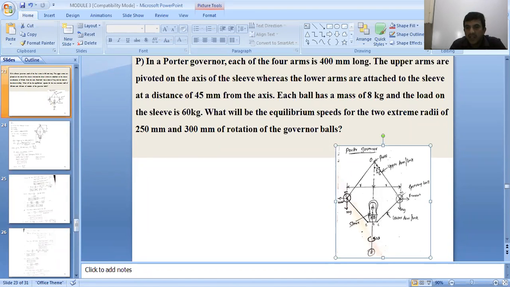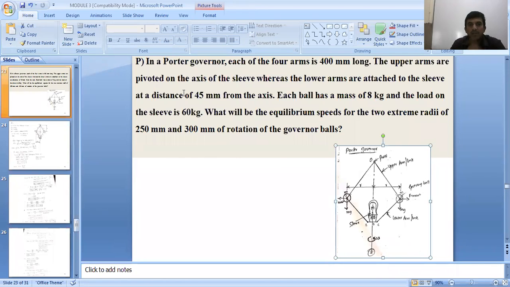That means the length of the arm is given: OA, AB, CD, OD. All the arms are equal in length, that is 400 mm long. The upper arms are pivoted on the axis of the sleeve. What are the upper arms? OA and OD are the upper arms that are connected to the axis of the governor shaft. That pivoted point is called O.